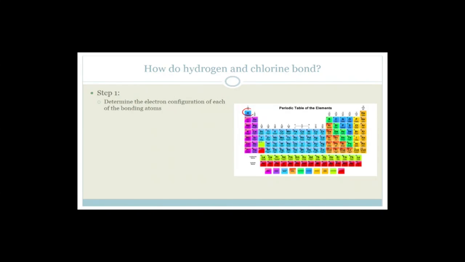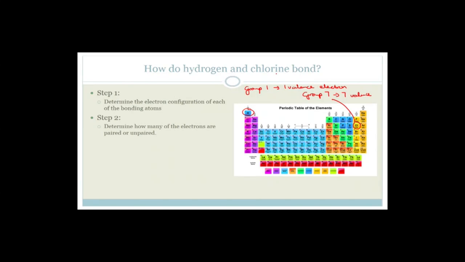So here's hydrogen and here is chlorine, right? Do you agree that hydrogen's in group one? And if it's in group one, it's got one valence electron. And chlorine is in group seven, which means it's got what? It's got seven valence electrons.